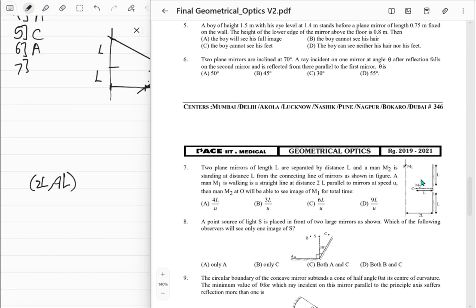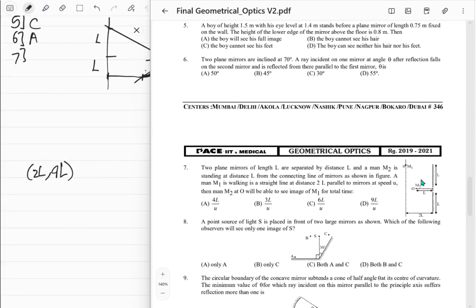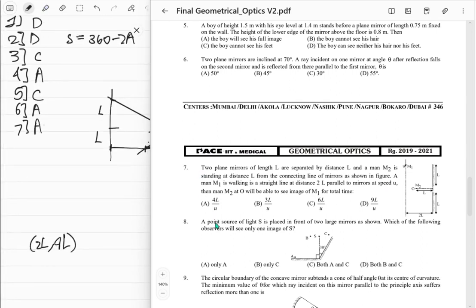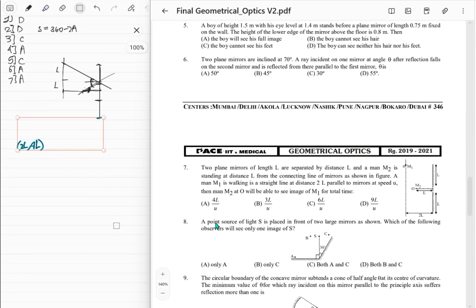Of course there are two such intervals where this guy will be able to see it. So the combined length of the intervals is just going to be 4L. 4L divided by this speed is the time for which it can see it. So that's 7th A. Let's go to 8th now.